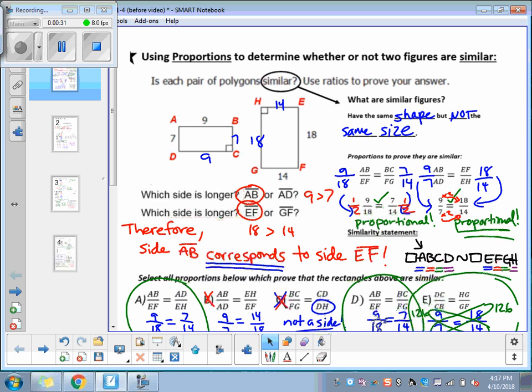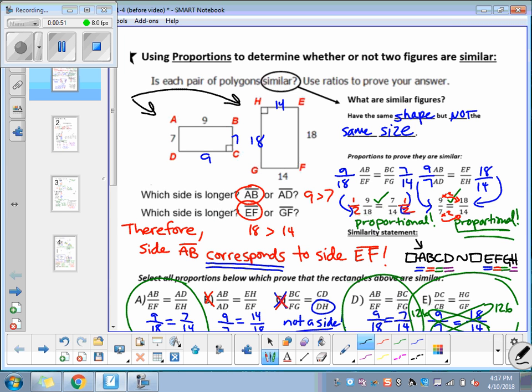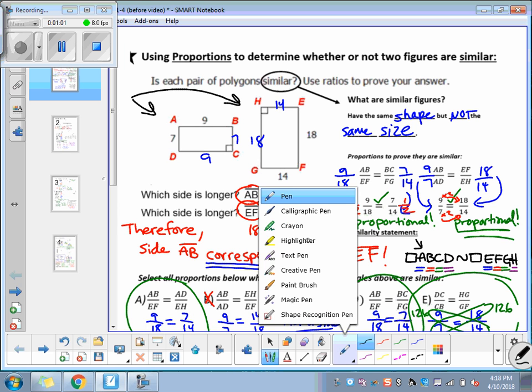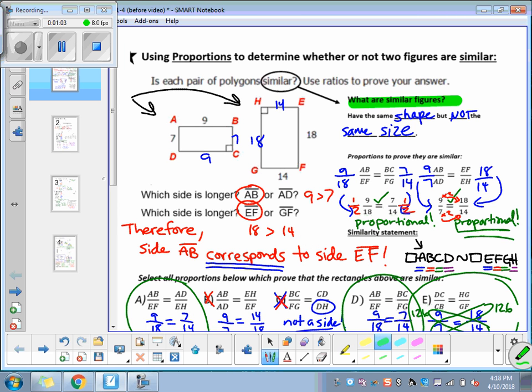A lot of this should already be filled out if you took the notes. And so what we've got here at the beginning is just the idea of using a proportion to figure out whether or not two figures are similar. Now what you're looking at on the board here is definitely two similar rectangles. And we're going to actually mathematically prove that they are in fact similar. Now what we mean by similar figures, over here you guys already have the definition, is that they have the same shape but not the same size.